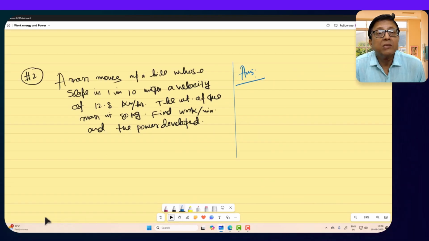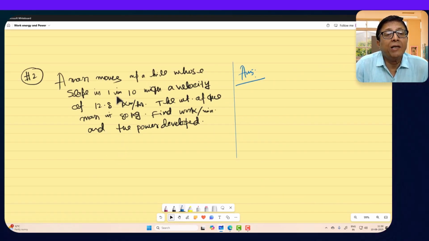Okay. A man moves up a hill whose slope is 1 in 10 with a velocity 12.8 km per hour. Weight of the man is 80 kg. Find work per minute and the power developed.